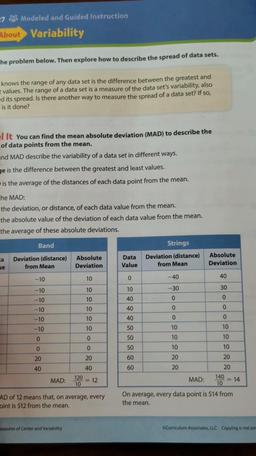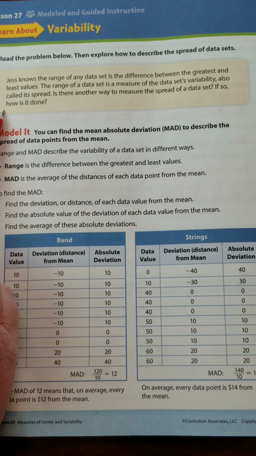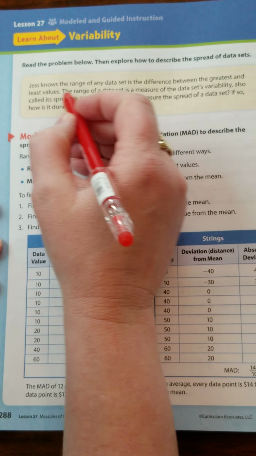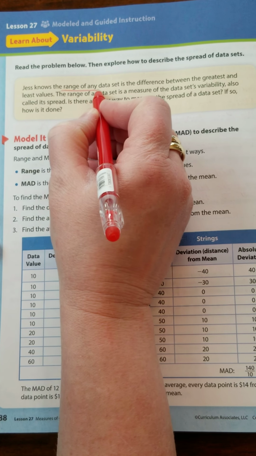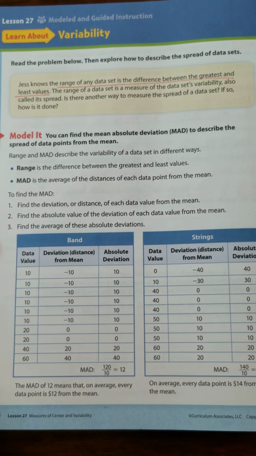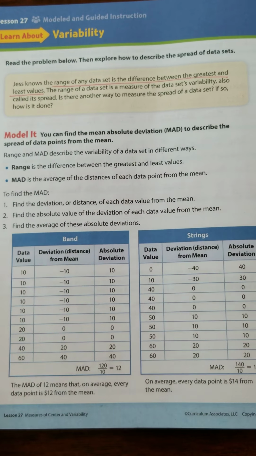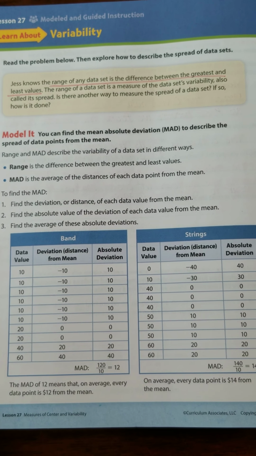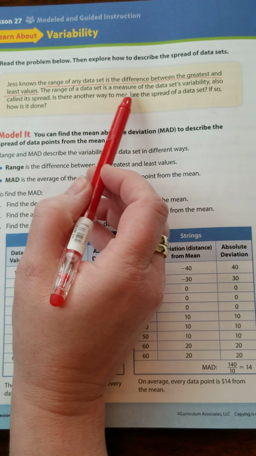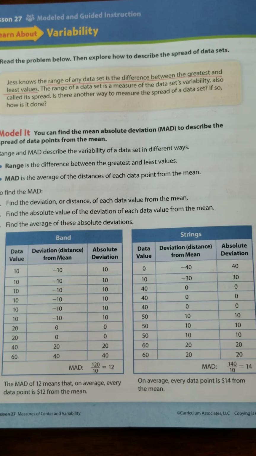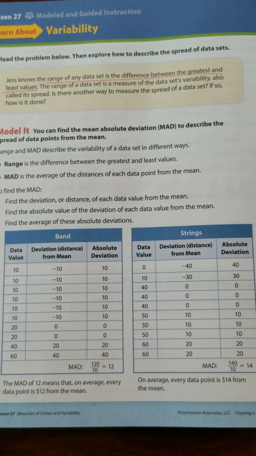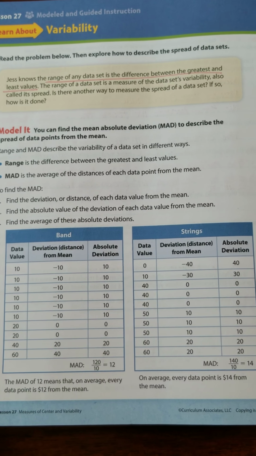It says, Jess knows the range of any data set is the difference between the greatest and the least values. I'm going to even underline that because that is a good definition. We've talked about range before. Range is the difference between the greatest and the least values. The range of a data set is a measure of the data's variability. So range just means the biggest number to the smallest number, and it lets us know how much variability there is.